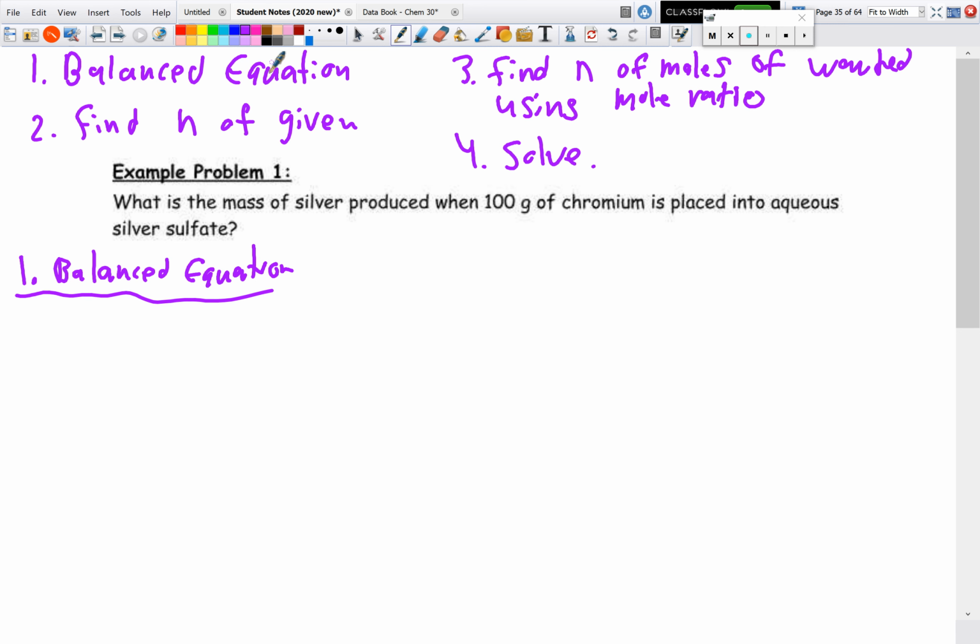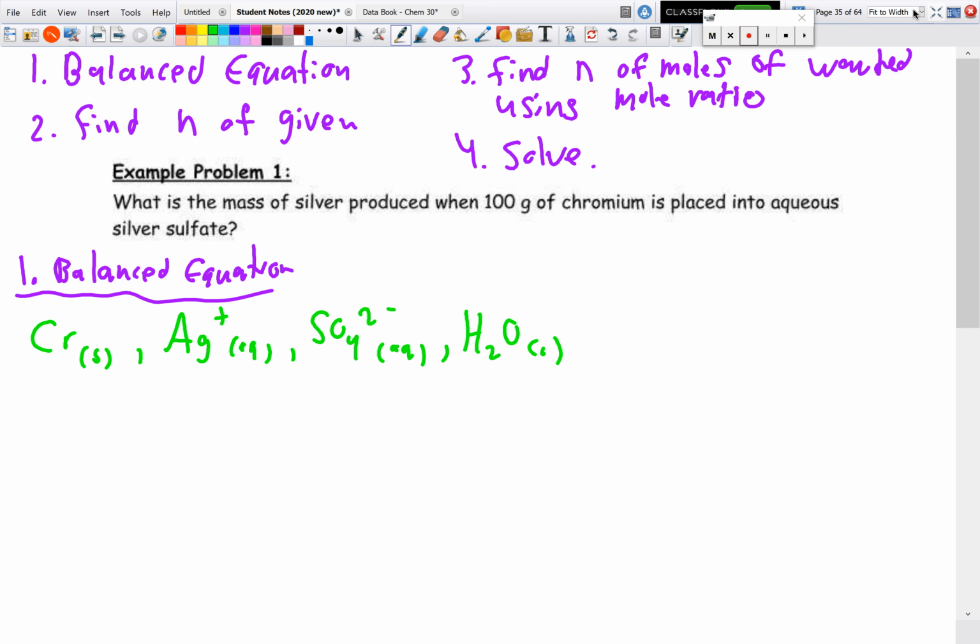So balanced equation. So first step in our 5-step method is that we need to write out all the entities in solution. So we have chromium placed in aqueous silver sulfate. So we have chromium solid placed into aqueous silver sulfate. So that means we have Ag plus, sulfate SO4 2 minus. And because it's aqueous, we have H2O liquid.